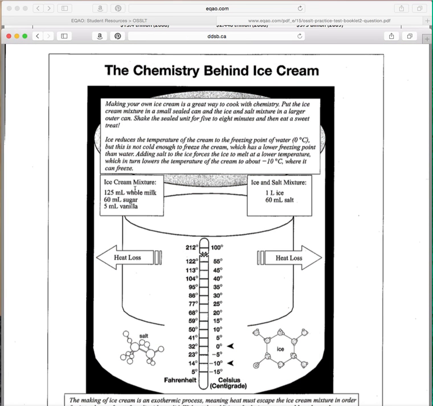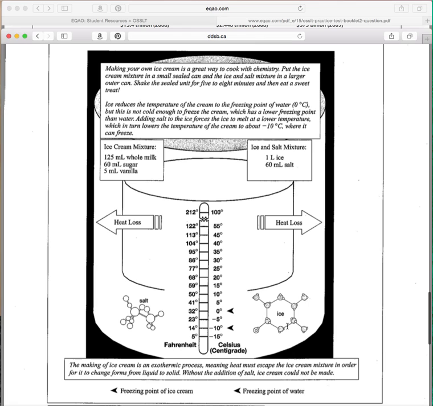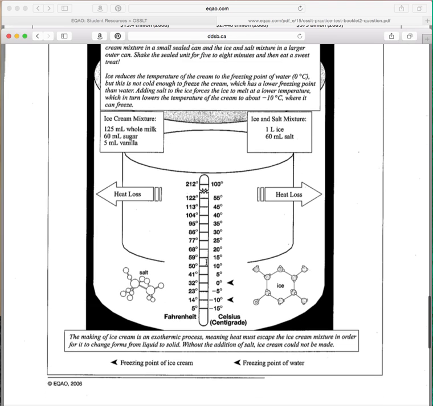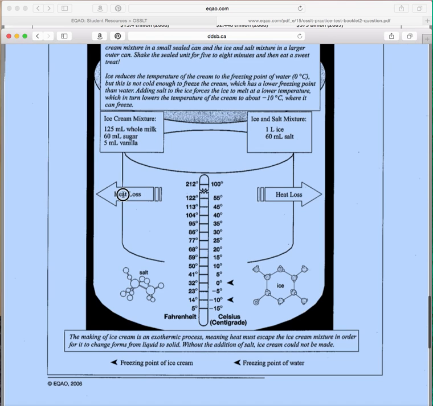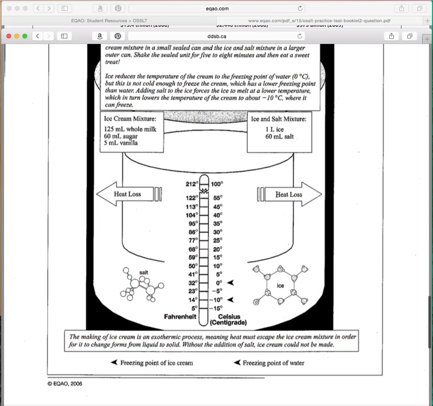Ice cream mixture, ice and salt mixture. We also have a ratio over here. And we have some diagrams. We have the molecules of salt and ice at the bottom, and we should understand that this graphic feature is a thermometer, and we have temperatures here. Also the arrows, we need to realize that heat is lost in this process that's being described.